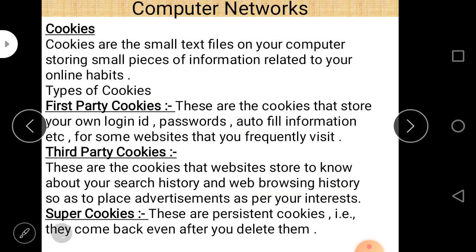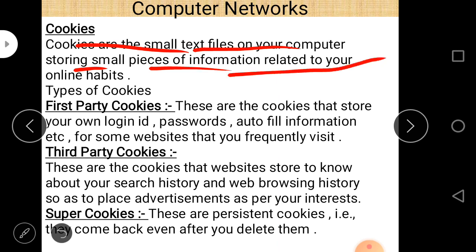Next is cookies. This is the last topic of the syllabus. Cookies are small text files on your computer storing small pieces of information related to your online habits. There are basically two different types of cookies, but there is a term known as super cookies also used most of the time. So here is a simple definition of super cookies.